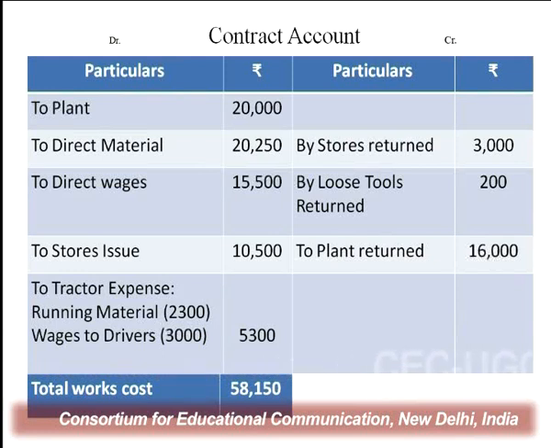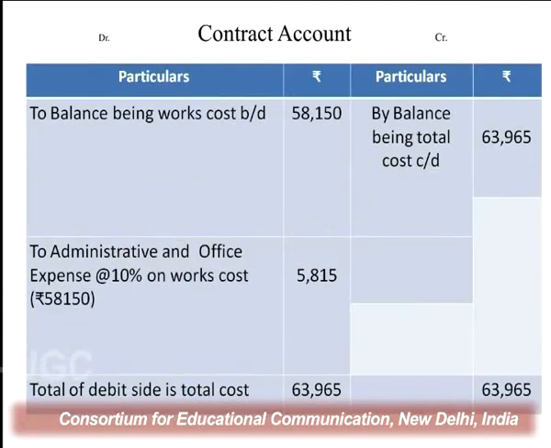So now coming to the credit side, stores return is again given out of the stores issued. The stores issued are 10,500, out of which 3,000 has been returned from the contract to the store, right? So 3,000. Loose tools return 200, again we are crediting in the contract. Plant is 20,000, which we show on the debit side, 4,000 is the depreciation. On the credit side we show plant return 16,000 rupees, right? So this is the total works cost, which comes to be 58,150. So the balance of the works cost brings the total, right?